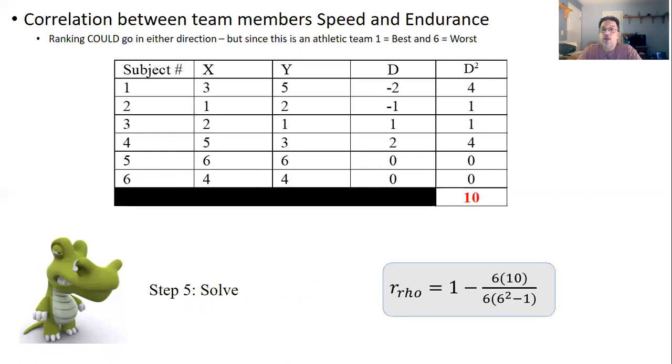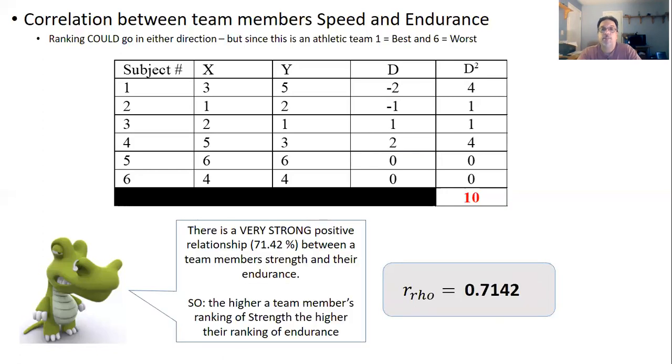Okay, now we're going to solve for this. So the order of mathematics, you would do 6 times 10, solve the bottom, 6 squared, 36 minus 1, multiply that by 6, then divide the top by the bottom. So you solve for the fraction, then subtract this quantity from 1, and that will give you your Spearman rho. That will be the end result of the analysis. So go ahead and solve, so pause, solve it, then come back and check your answer.